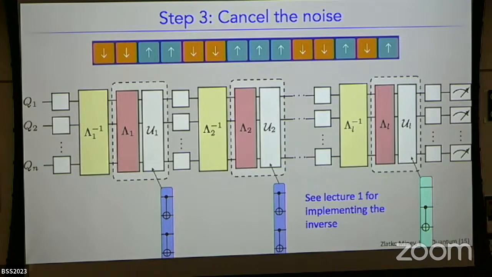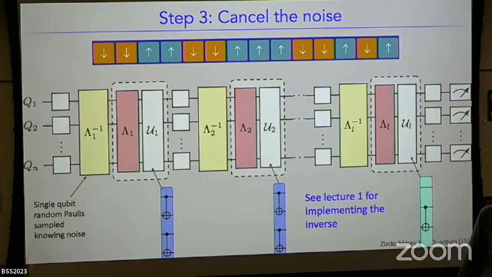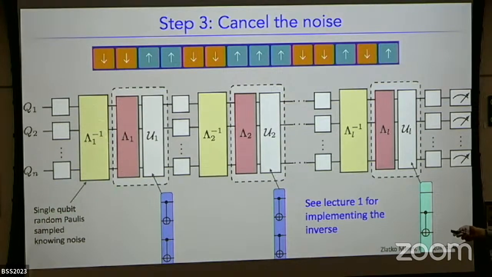And we also will want to make sure that these channels are Pauli channels. So we're going to Pauli twirl all the channels, and we're going to insert individual Pauli gates into this lambda inverse that we'll sample based on the noise we learned in the previous slide. So knowing the noise, knowing P, we're going to find Q, that inverse lambda decomposition, and we're going to sample a bunch of random Paulis based on that. And we'll add signs at the end of this, and we'll add gamma, and we will sum everything together.